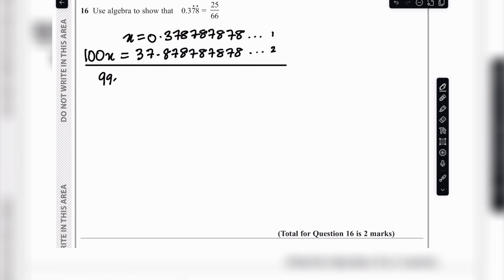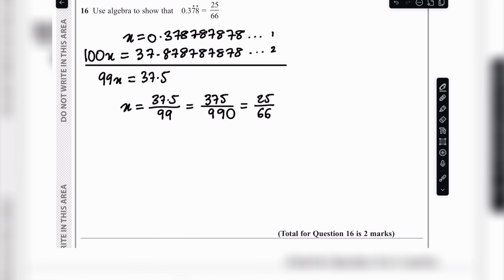So I have 99x, and that will equal 37.5. So x can simply equal 37.5 divided by 99. And remember, we already stated that x is 0.37 recurring 8 recurring, so that's just the same as 37.5 over 99. And I can multiply the numerator and the denominator by 10, so 375 divided by 990, and when you put that into your calculator, that simply gives you 25 over 66, and that is your final answer.